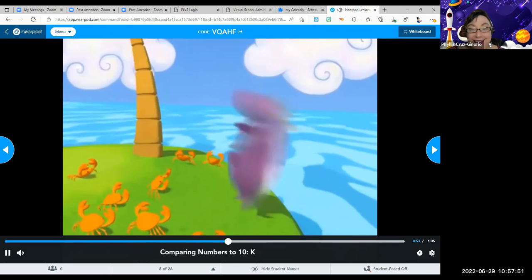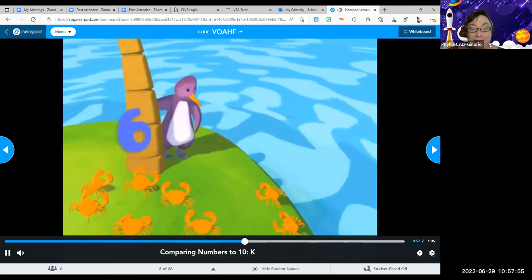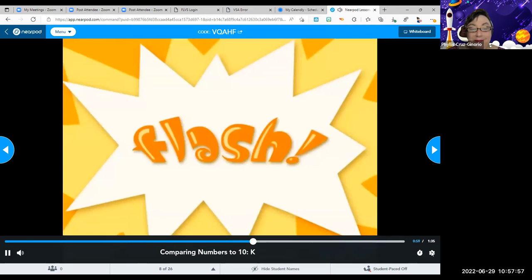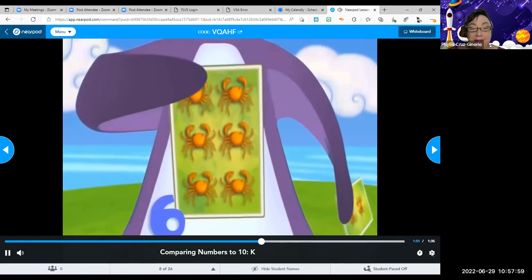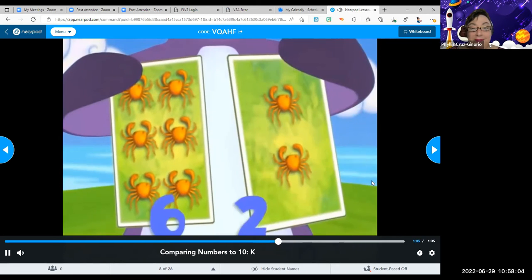And on the ground, crabs are crawling everywhere. 6 by the tree and 2 by the water. One group has more, 6 is many more than 2. That's what we can see when we compare.